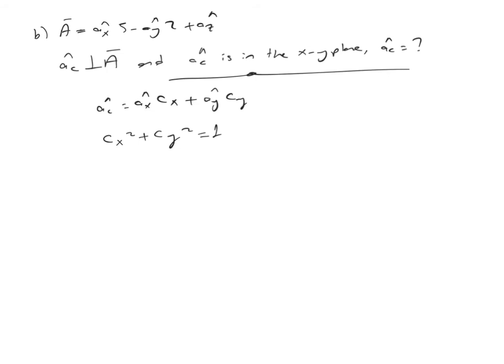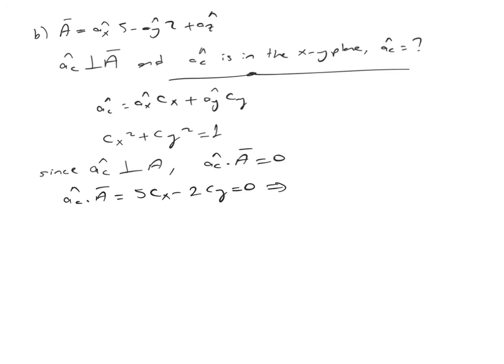and since this unit vector is perpendicular to vector A, their dot product is equal to 0. So let's say this is equation star and this is equation double star.